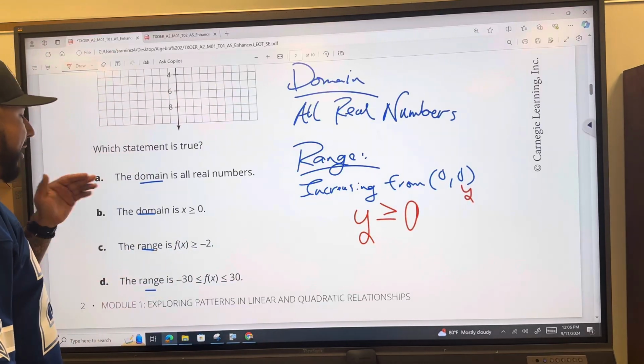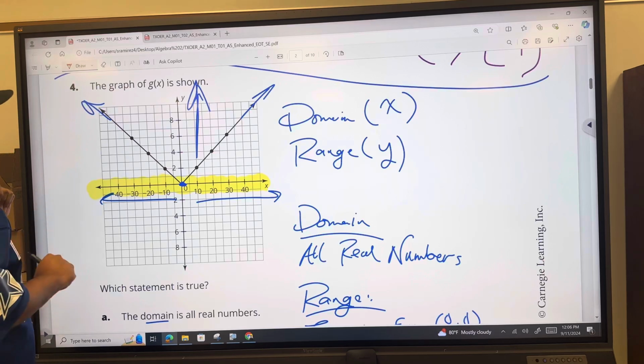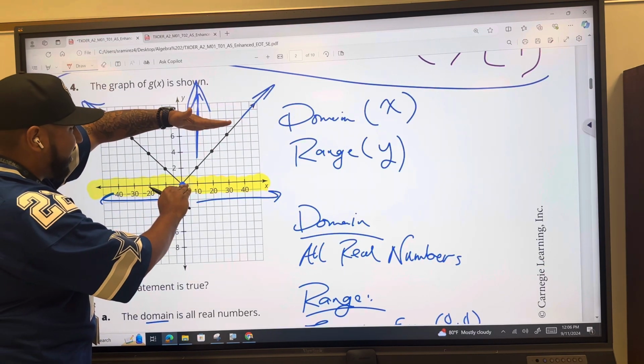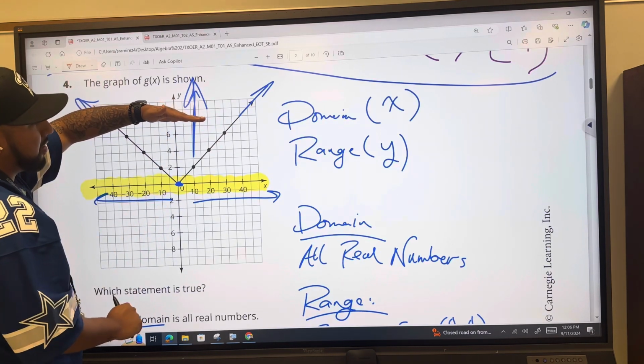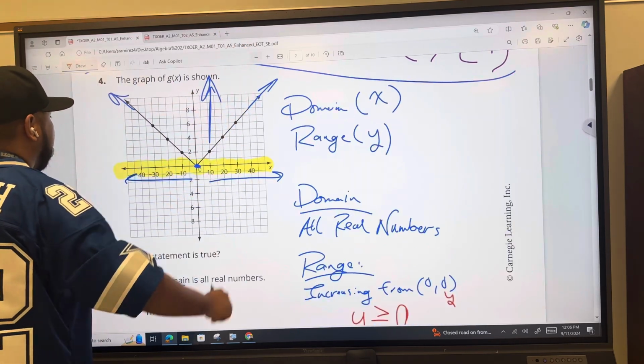Okay? Again, because the arrows are going up forever and ever. If I had a bottom piece and then it got restricted right here, then we would say, okay, it's being bounded from 0 to whatever number is being bounded. But because of those arrows, it's going on forever and ever.